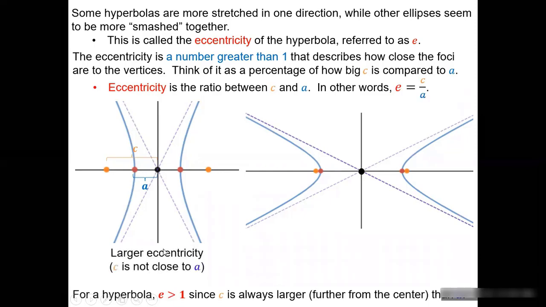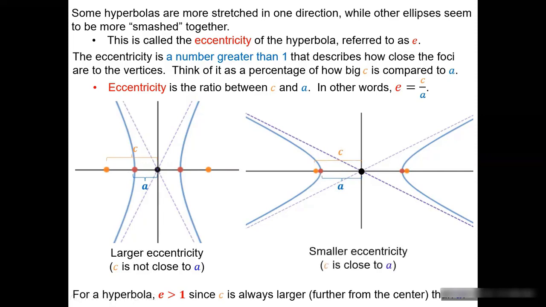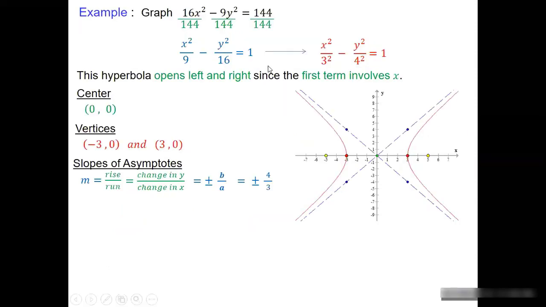So this will be considered a larger eccentricity since c is not very close to a, but this here will be a smaller eccentricity and therefore closer to 1 because c is in fact close to a. So we're going to revisit this exact same first equation that we had and the exact same graph that we had before. We didn't know before how to find these foci, but we already found our vertices and our asymptotes.